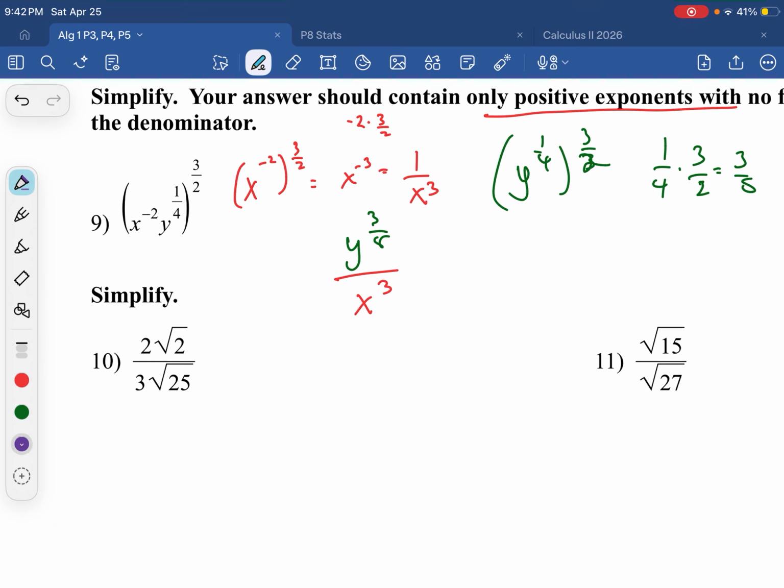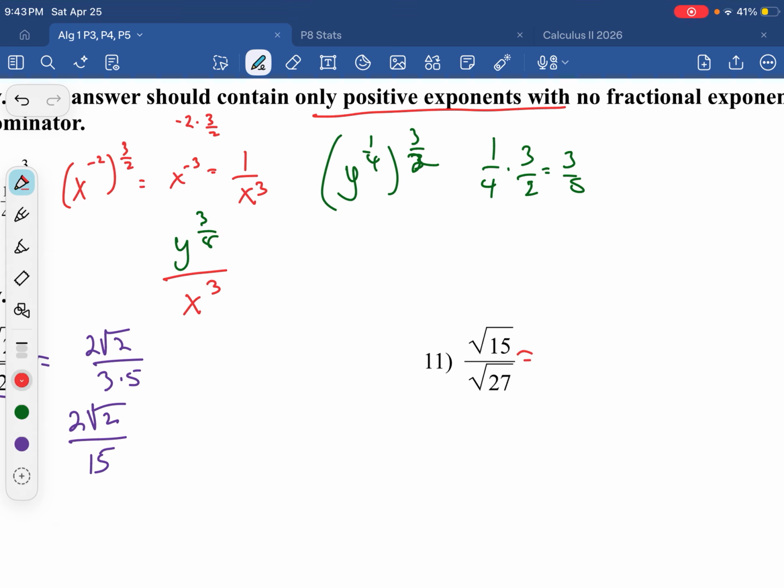Okay, and number 10, if we're simplifying, this is the square root 2 square root 2 divided by 3 square root 25. The square root of 25 is 5, so it's 2 square root 2 times 3, divided by 3 times 5, or 2 square root 2 over 15.